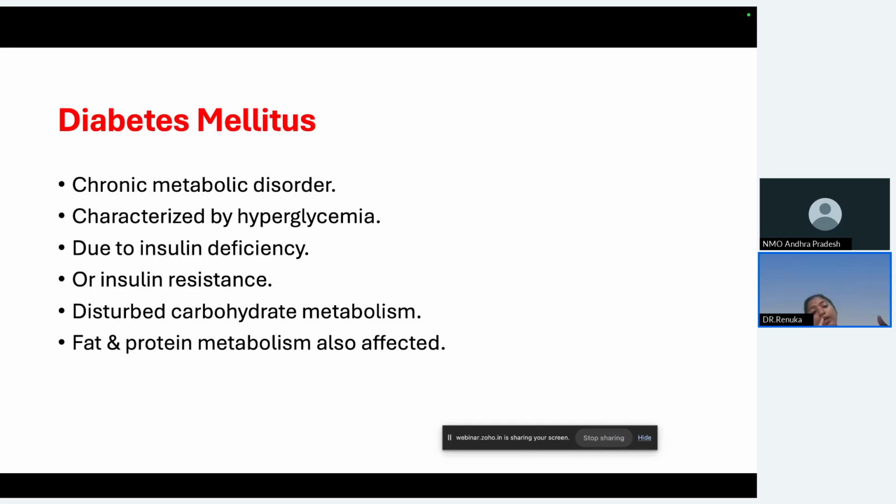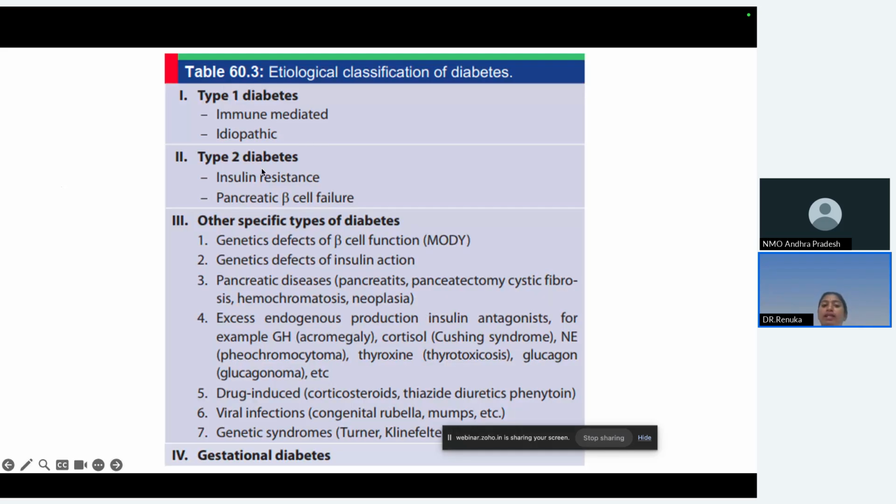Either due to insulin deficiency or due to insulin resistance, diabetes mellitus occurs. Whenever insulin is disturbed, carbohydrate metabolism is disturbed, and fat and protein metabolism will also be affected, as we have just read. We will see the classification of diabetes. Type 1 diabetes is autoimmune diabetes. Here insulin will be deficient. Insulin deficiency will be present in type 1 diabetes, whereas in type 2 diabetes there will be insulin resistance.